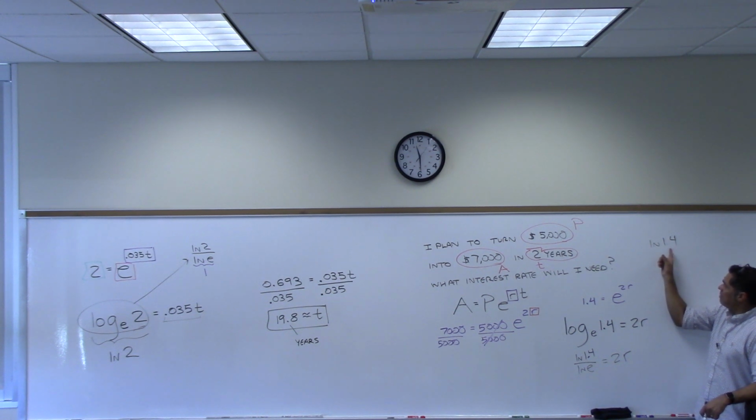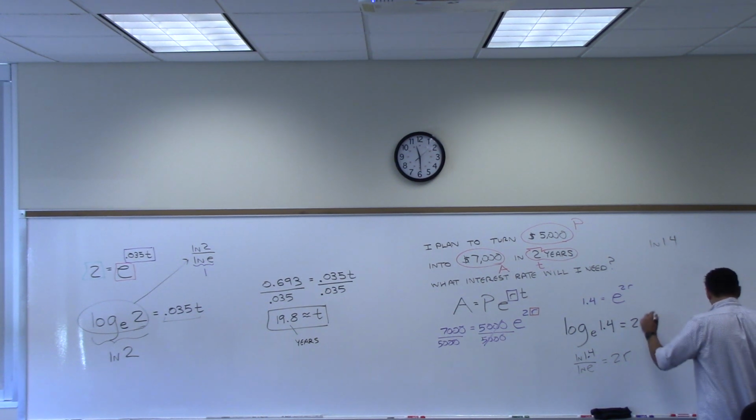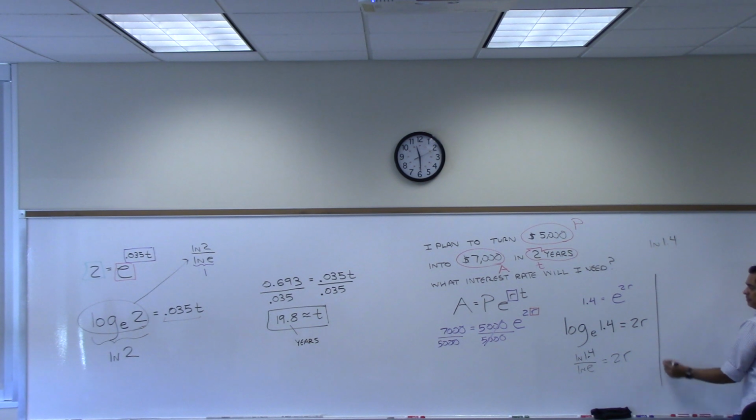So what is the natural log of 1.4 on your calculator? 0.336. Is that what you said? Okay. And then that equals 2r, right? And then divide both sides now by 2. Divide both sides by 2. And you should get 0.16 something, 8, something like that, equals r. And that's your answer, almost.